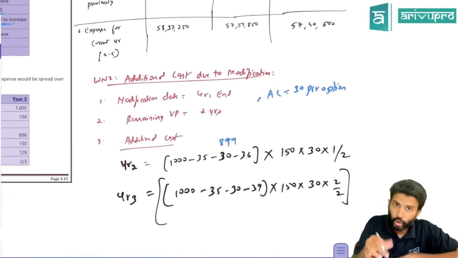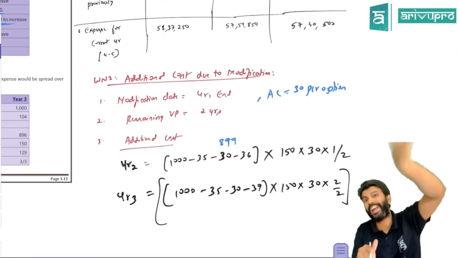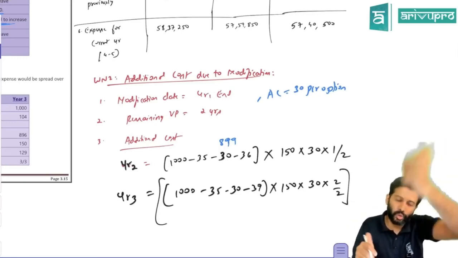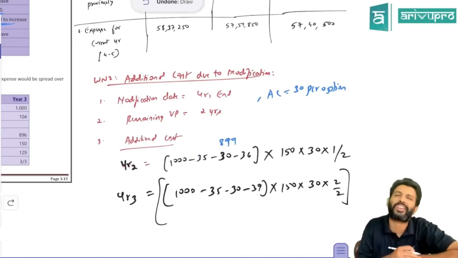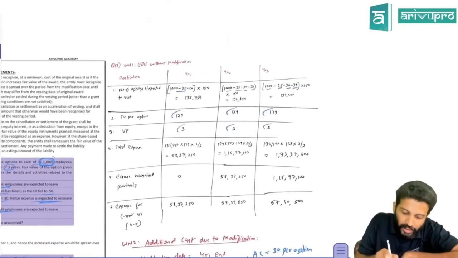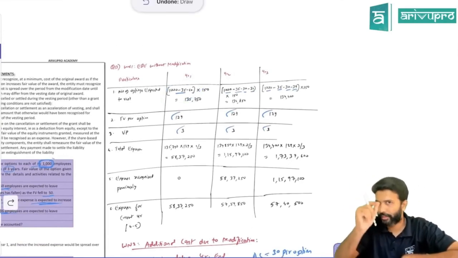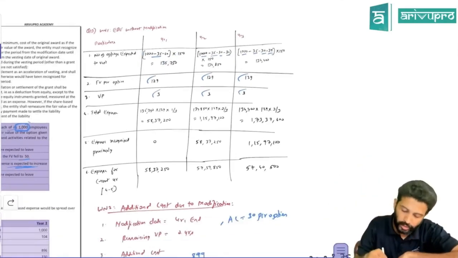Though you did modification at the end of year 1, you will book this additional cost by the end of year 2 and end of year 3. By the end of year 2, you already know that only 899 employees are expected to stay in the organization. That's the reason you take this data. Don't take year 1 data and book the expenditure. That will be wrong. So do keep this in mind. This is one mistake where you can go wrong, that's the reason I'm calling it out.